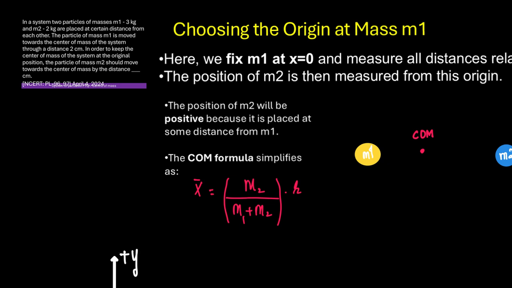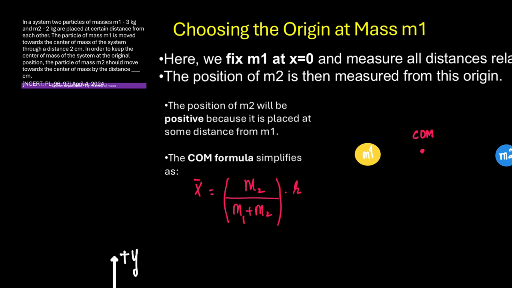So now we'll solve this question by directly using the formula x bar is equal to m2 by m1 plus m2 into r. So we've been asked to find out the change in the displacement of mass m2 when m1 is moved by 2 centimeters. Now, as we discussed in the previous section, all of these calculations will vary according to the choice of your origin. So in this case, given a 2 mass condition where m1 is equal to 3 kilogram and m2 is equal to 2 kilogram, I have considered m1 to be the origin. Okay. So when we fix m1 at x equal to 0 and measure all the distances relative to it, the position of m2 is then measured from this origin.